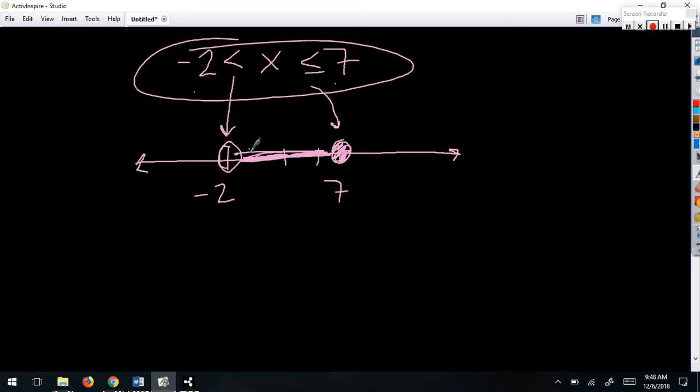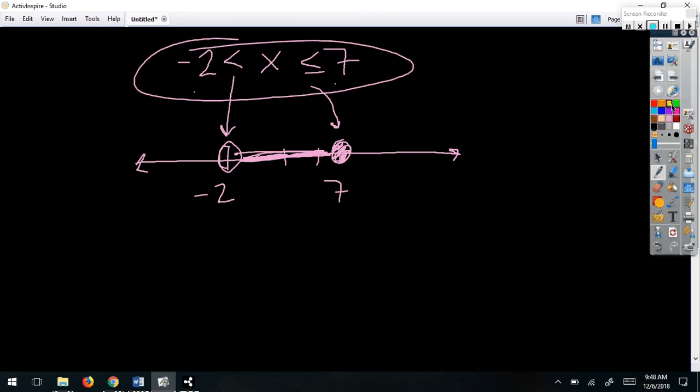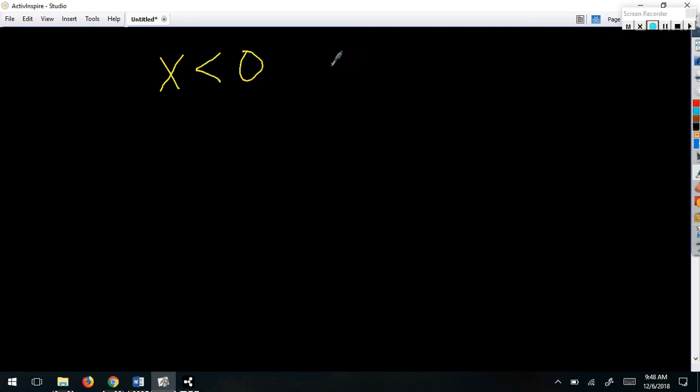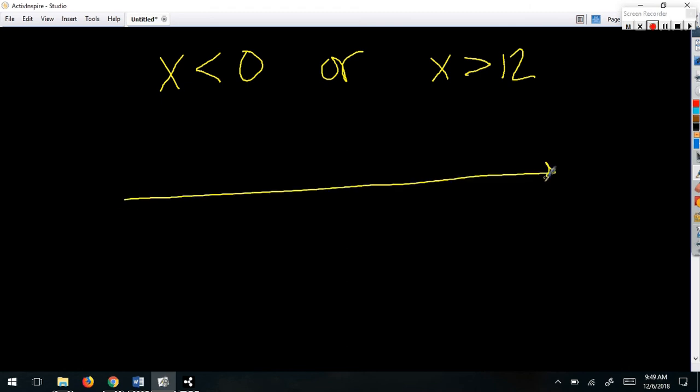Does that make sense? What if I asked you to graph x is less than 0 or x is greater than 12. This is two separate inequalities joined by an or. This is a chicken wing problem. Okay? So if I'm on my number line, I need a 0 and a 12, and you graph each one separately but on the same number line.